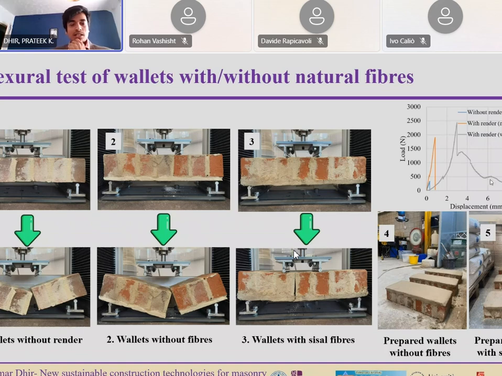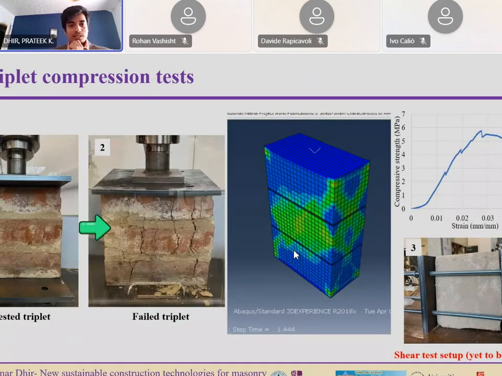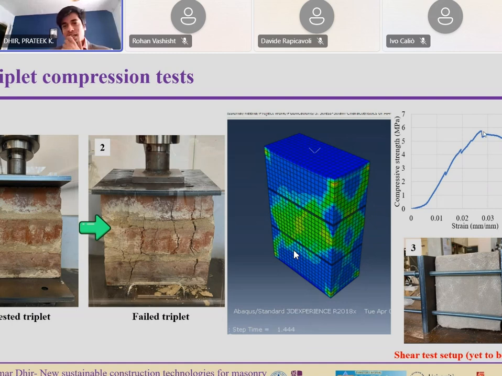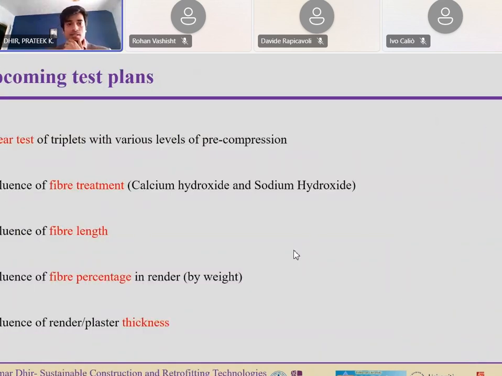We also managed to do a compression test to predict the capacity, and we got almost 6 MPa for the masonry. Definitely we are still in a developing stage with the shear test, and we are expecting to do this next week.